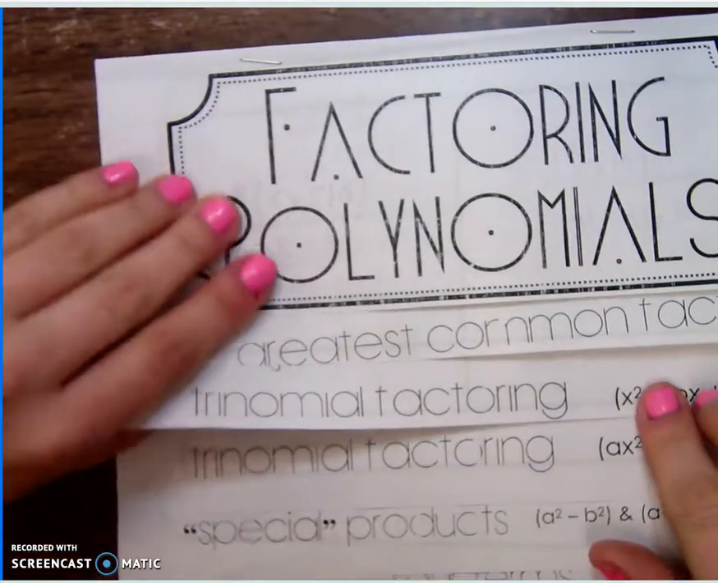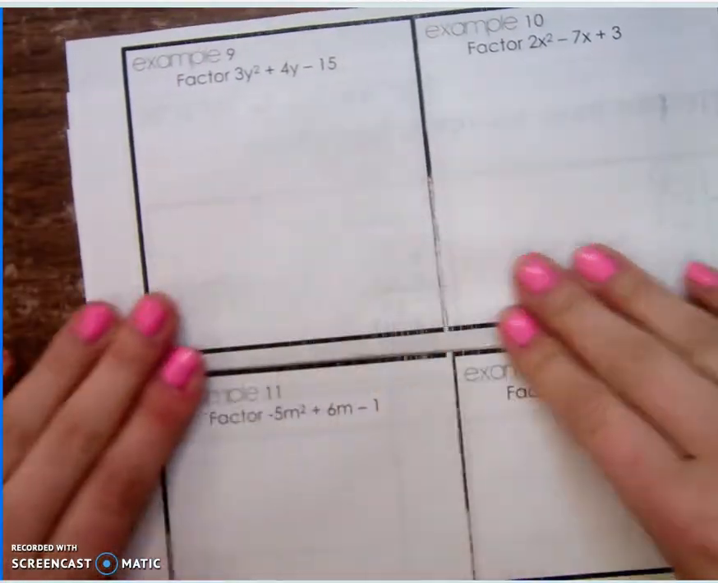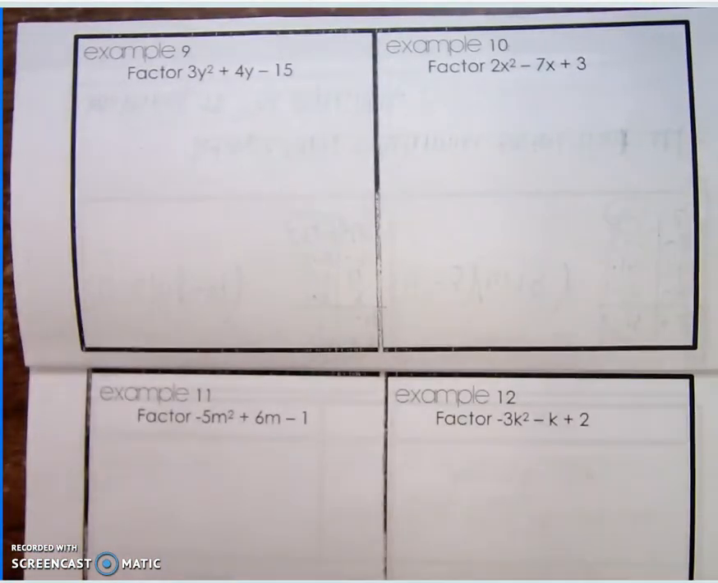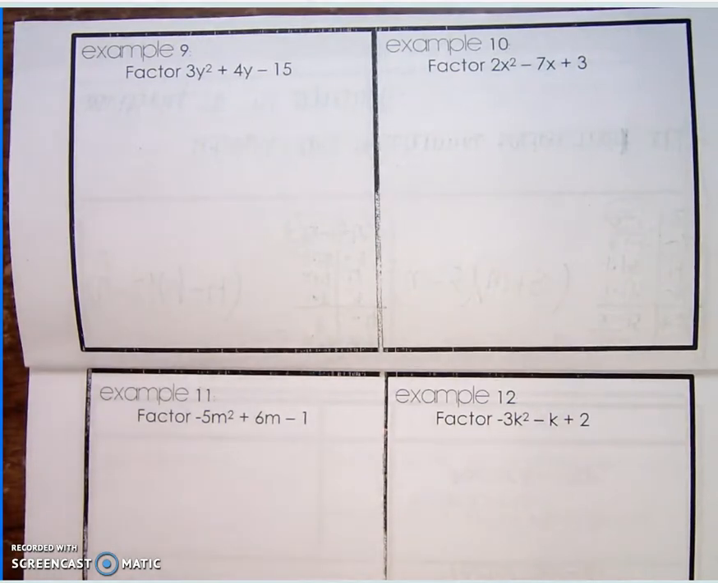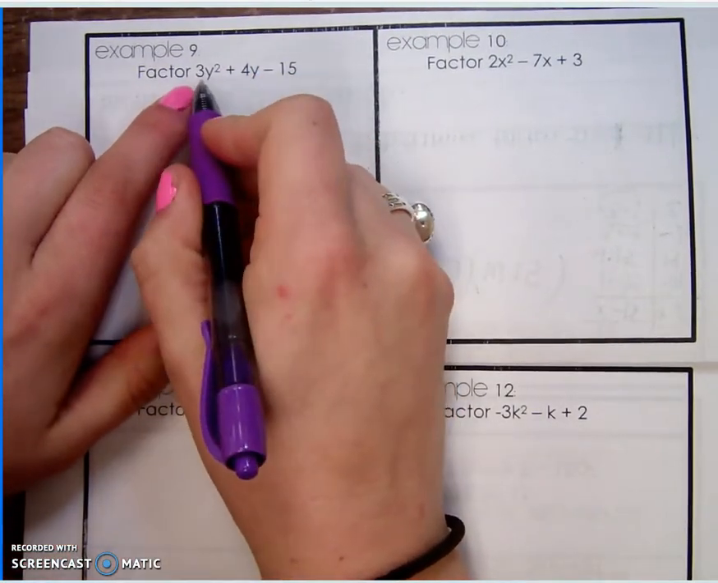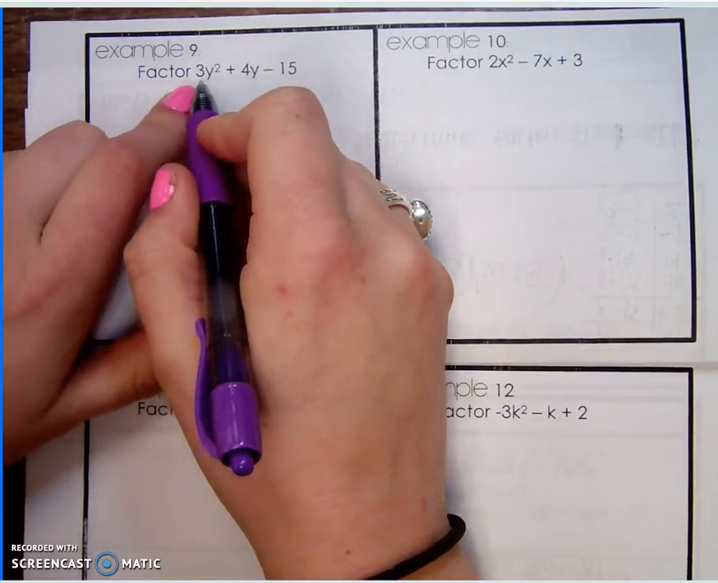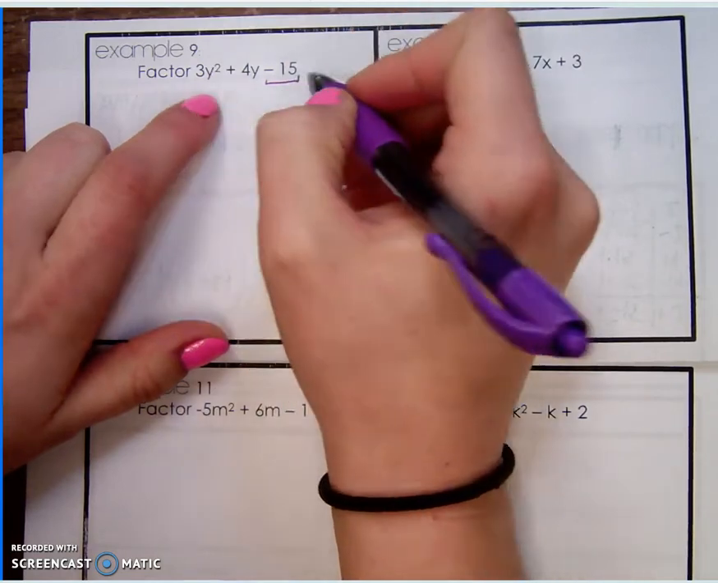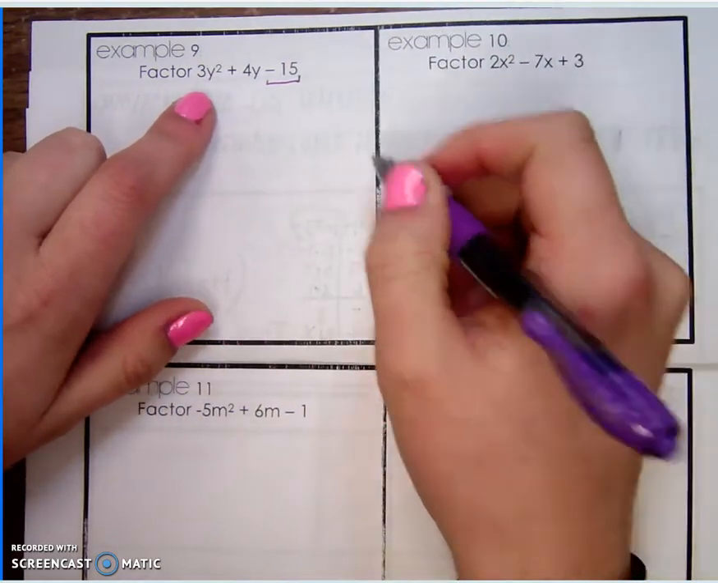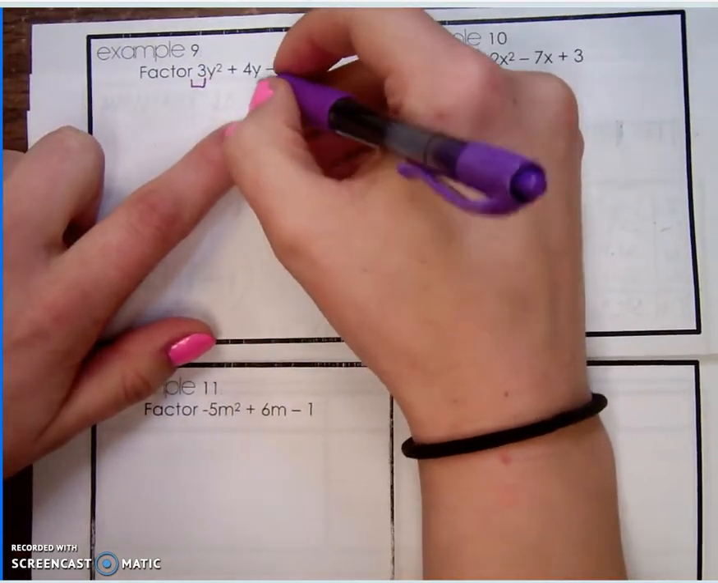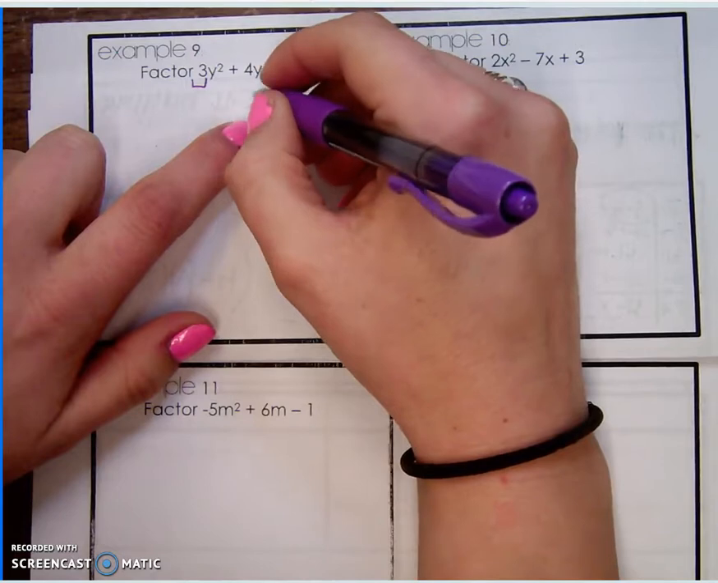Okay, so we're on example 9. Let's go ahead and get started. Your first step is, now that I have a coefficient at the front that's other than 1, the first thing I'm going to do is multiply the last term, which is my constant, times that first coefficient, and that's how I figure out what my expression is going to have to multiply to.